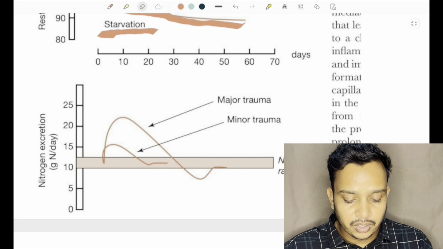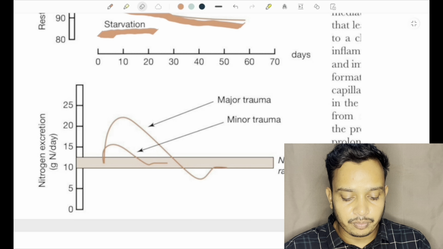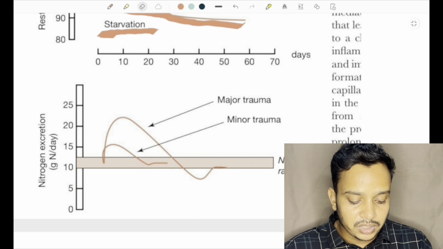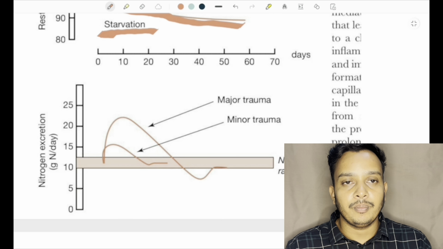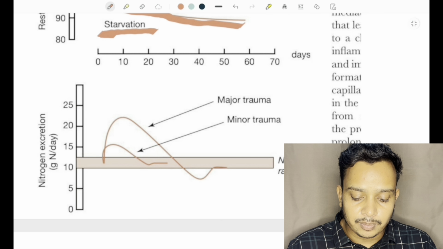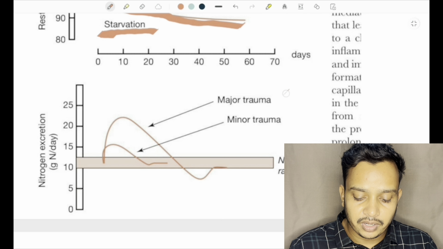So whenever there is any minor trauma, major trauma or injury, the nitrogen excretion per day increases, and we can see in this graph that it can reach up to 20 gram of nitrogen excretion per day. The normal nitrogen excretion per day is 10 to 14 gram, which can increase in cases of sepsis or any major injury. That is also one of the MCQ points: our nitrogen excretion can increase up to 25 gram per day. That is the severe wasting of our proteins in the body.